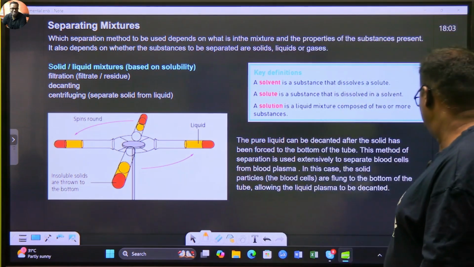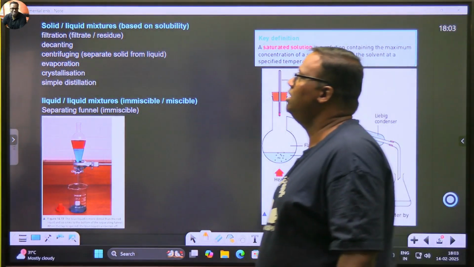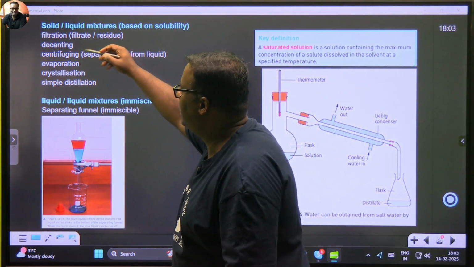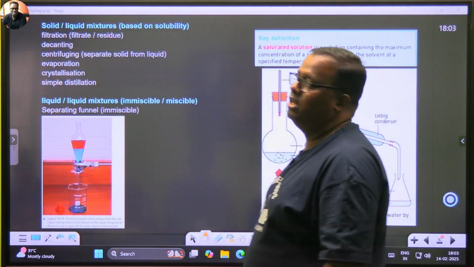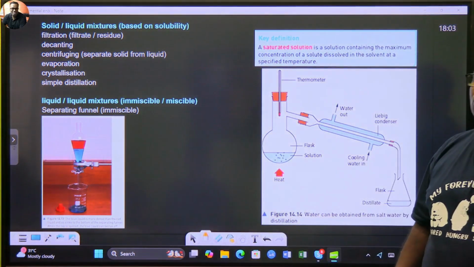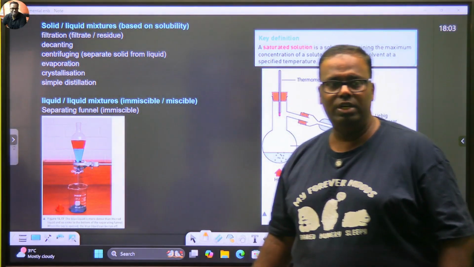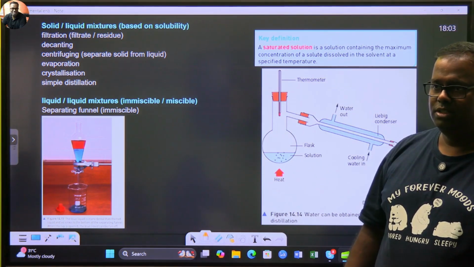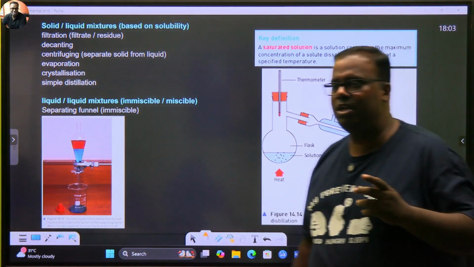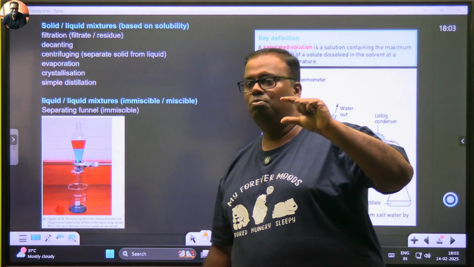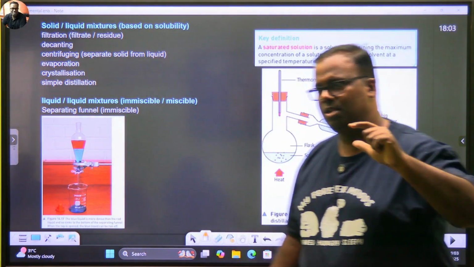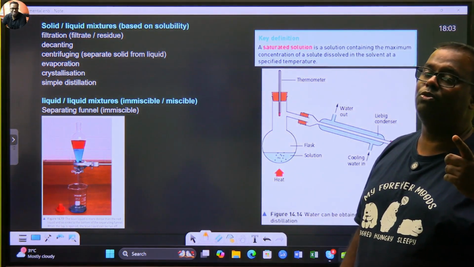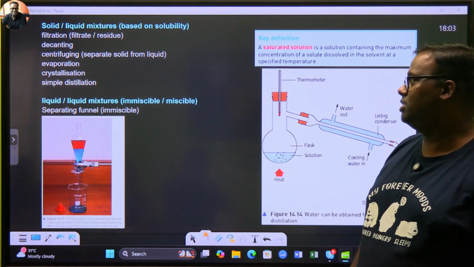So we're going to see something about when solubility is there. Solids and liquid mixture based on solubility. So filtration we have seen, decanting we have seen, centrifuging we have seen. Now let's come to evaporation. Salt water, the best example. If you are interested in salt, then evaporate the water. Here the game we will be playing is based on the difference in the boiling point of the two substances. However, if you would have been interested in the water, then what do you do? You have to go for distillation, simple distillation, right?